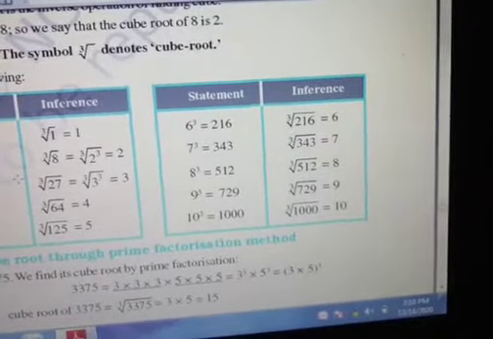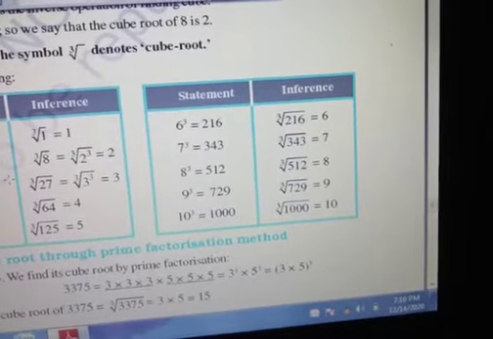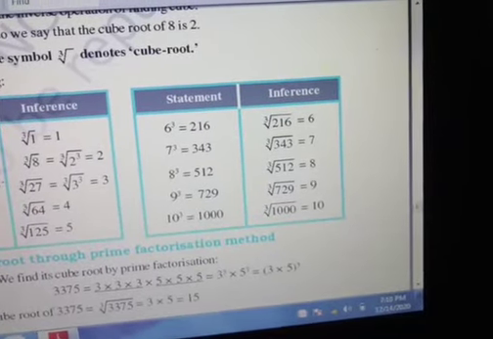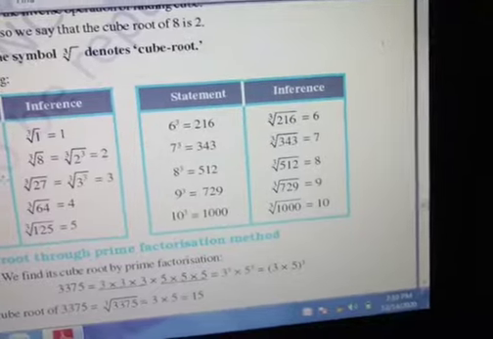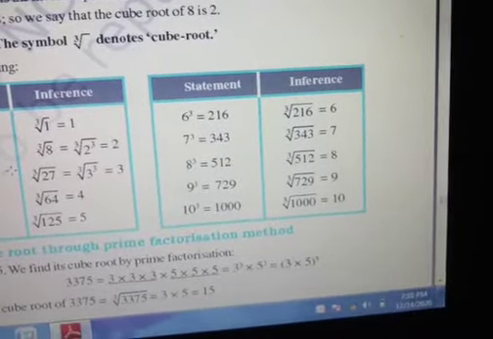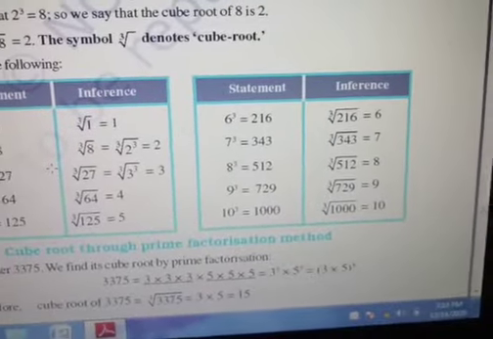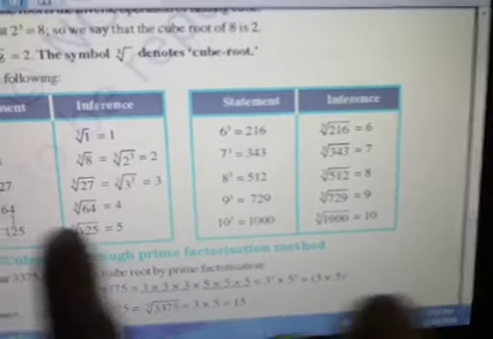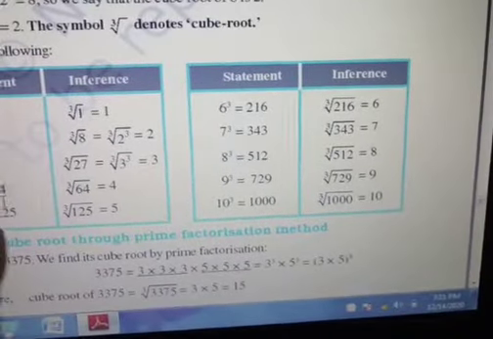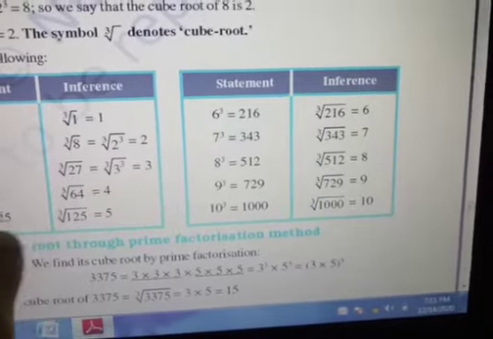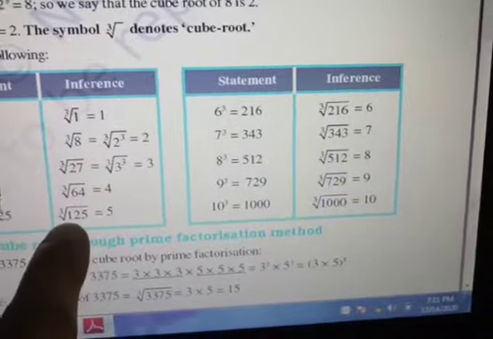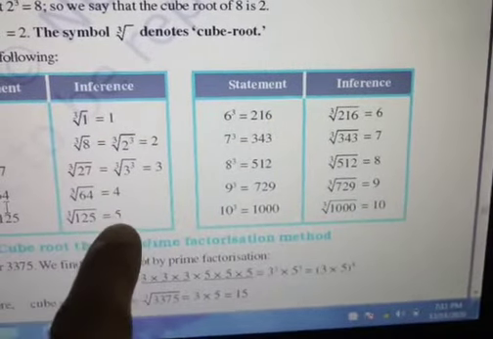Next, 3 cube. 3 threes are 9, 9 threes are 27. So 27 is the perfect cube. When I do the cube root for the number 27, I get 3. Next, 4 cube, I told you, is 64. When I do the cube root of 64, the answer is 4. 5 cube: 5 fives are 25, 25 fives are 125. So 125 is your perfect cube, and the cube root of 125 is 5.